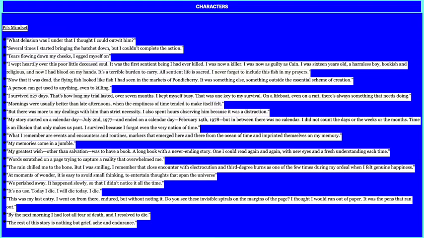And so this is also, remember I spoke about reason and rationality being important. And this is something that he realizes, that he needs to keep busy in order to stay sane and to survive. And that's what he does. But there were more to my dealings with him than strictly necessary. I also spent hours observing him because it was a distraction. So here, talk about Richard Parker and how he helps him. He doesn't just threaten him, he actually helps him. He's a distraction.